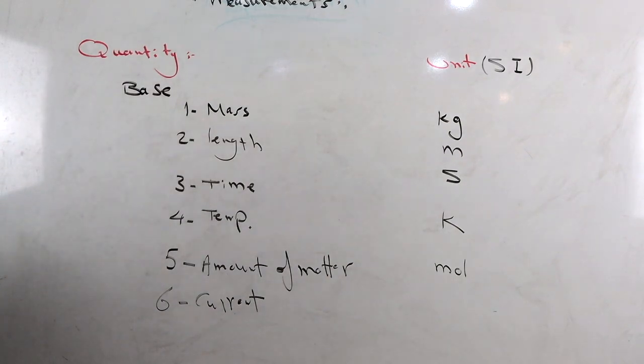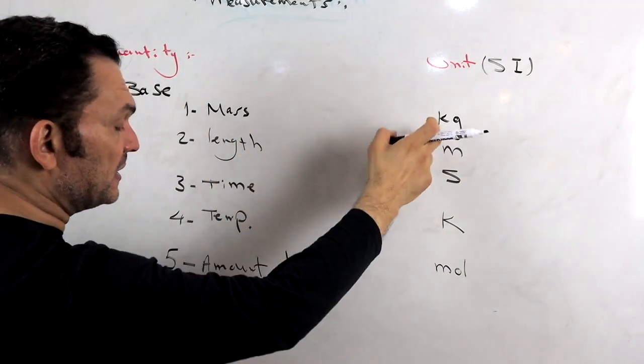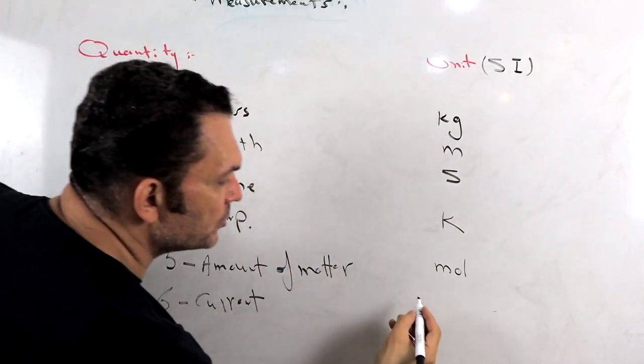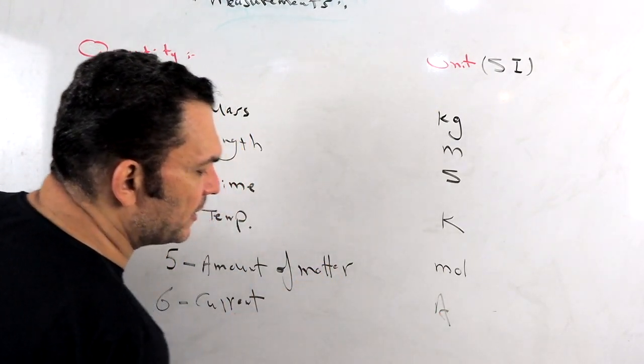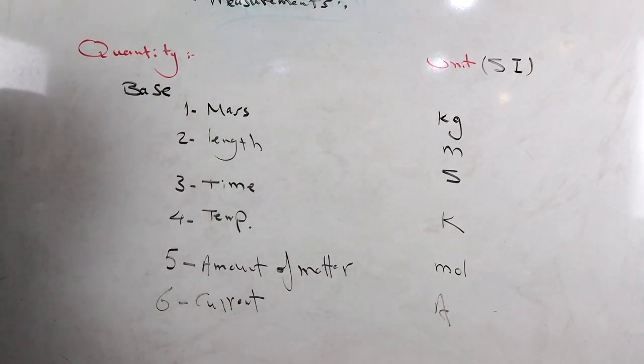Number 6, current. The idea of current here means it is the amount of charge passing in a conductor during the unit of time, right? The international system unit for current is the ampere. So I'm going to measure that in ampere.